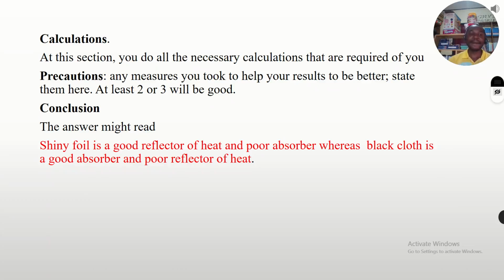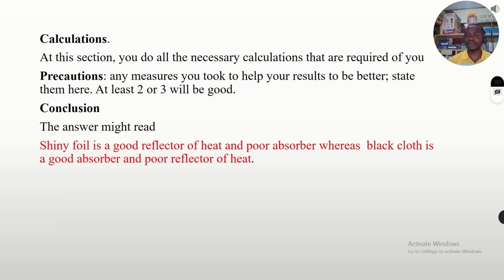Conclusion is very simple, and it goes directly with your title. If my title was, for example, to compare between good absorbers and good reflectors, they come to your conclusion. Like for example, shining foil is a good reflector of heat and poor absorber of heat, whereas black cloth is a good absorber and poor reflector of heat. Or for example, if they ask you to determine the density of an object, you just get from the experiment, the density of this object is this.